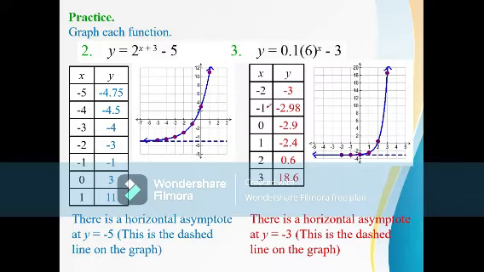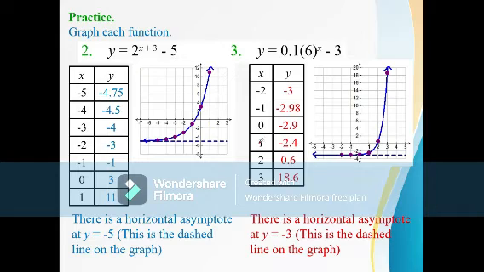If x is negative 1, substitute the value here, negative 1, then solve for y. The resulting value would be negative 2.98. If x is 0, then y is equal to 0.1 times 6 to the power of 0 minus 3. The answer would be negative 2.9 as our value of y. If x is 2, you have negative 3 plus 0.1 times 6 to the power of 2.